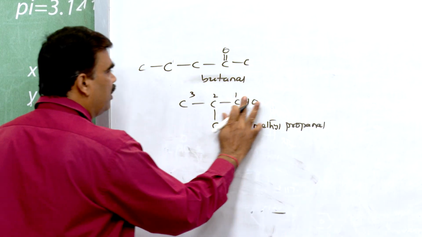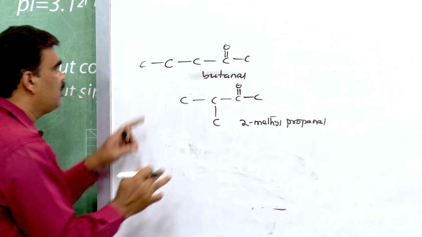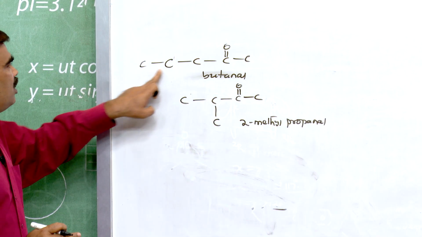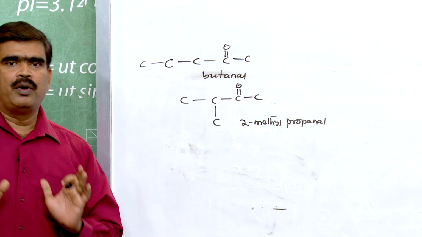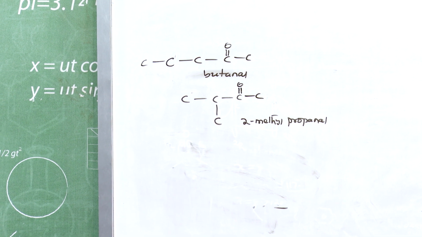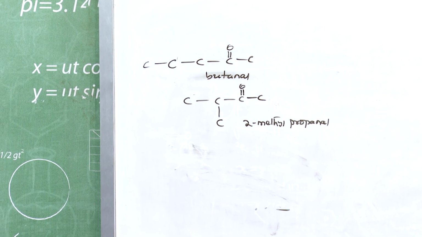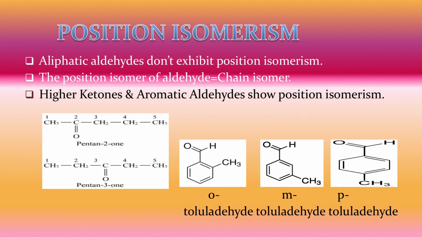Then you can have a ketone like this. Similar to this, you can make a branching on this chain. For ketone, you need 5 carbon atoms to exhibit chain isomerism, and in case of aldehyde, they need 4 carbon atoms at least. Next is position isomerism, means you can have different positions of the functional groups in the molecules.